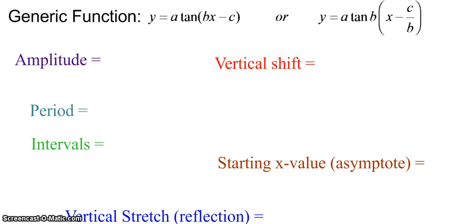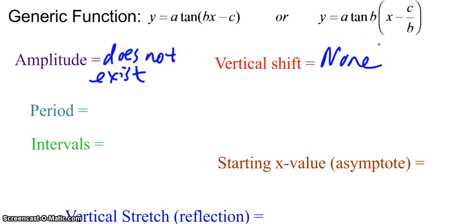So, generically, amplitude does not exist. Vertical shift, it does exist, but we are not dealing with vertical shifts for what we're doing in this class, so we're going to say none. You can have a vertical shift with a tangent function, we aren't doing it. Period. Since the standard period is pi, now the period of any tangent function is pi over b.